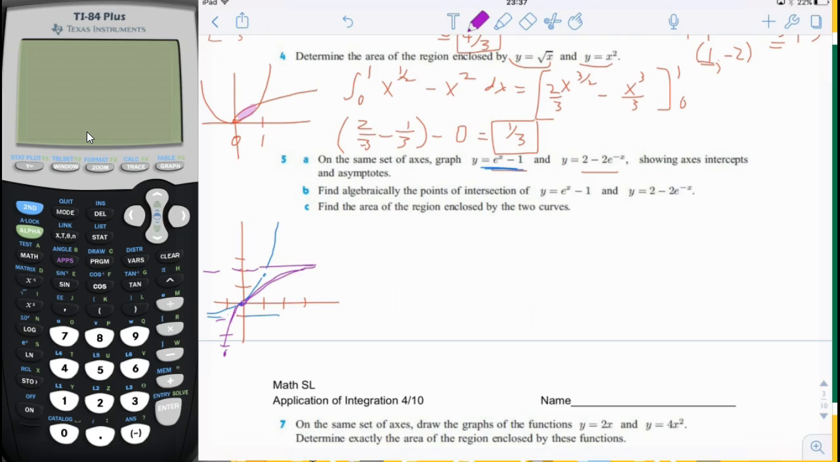All right, so find algebraically the points of intersection of these two, and I don't know if I drew this right. Let me graph it on the calculator just to see if I drew this right. So e to the x minus 2, e to the x minus 2.